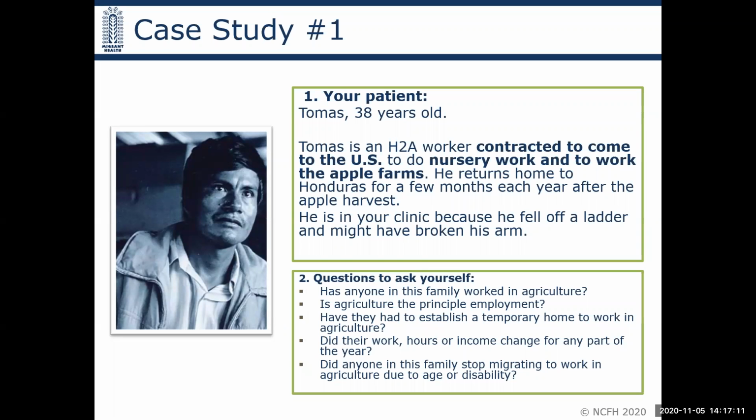Some questions to think about for each of these case studies: has anyone in his family worked in agriculture? Is agriculture their principal employment? Have they had to establish a temporary home to work in agriculture? Did their work hours or income change for any part of the year? And did anyone in the family stop migrating to work due to age or disability? It looks like you're already responding. That's great.